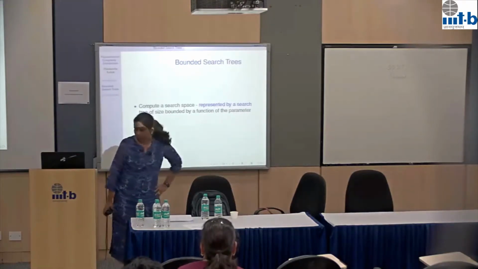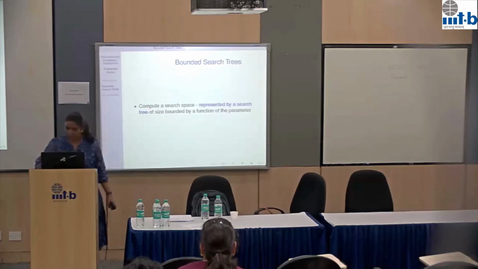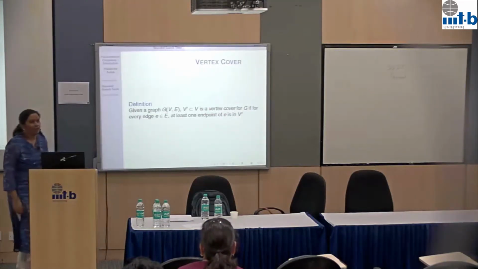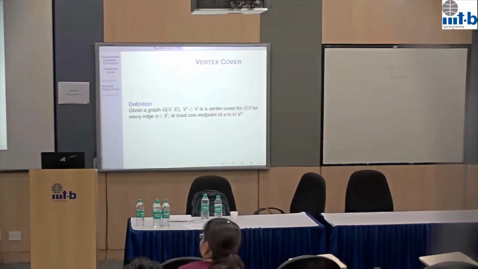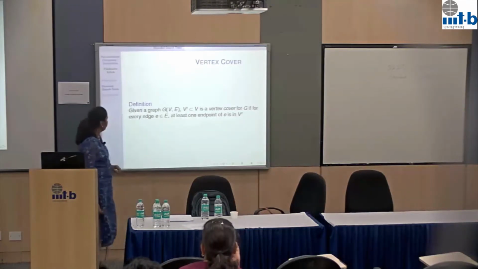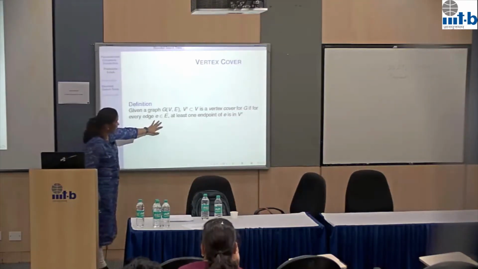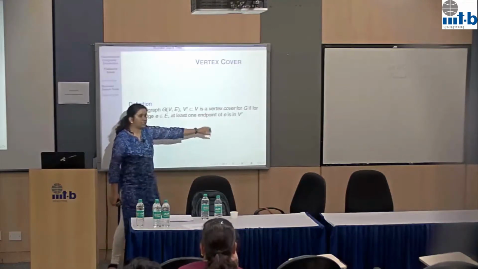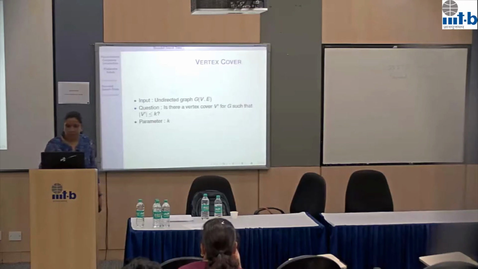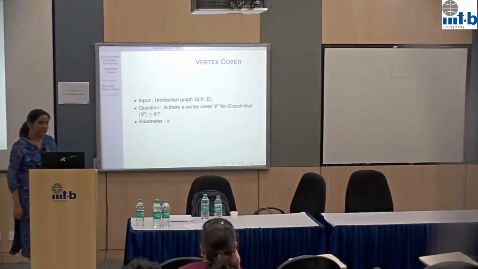Okay. So I think it will be more clear when we see an example. Let's go to the first example in any algorithms class, the vertex cover problem. Given a graph G, V prime, a subset of the vertex set, is a vertex cover if for every edge at least one endpoint of the edge is in V prime. Okay, so this is the definition.